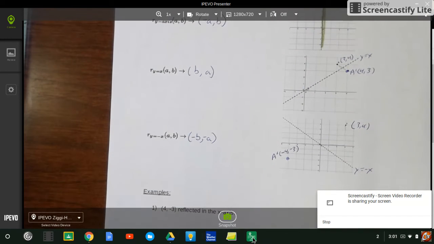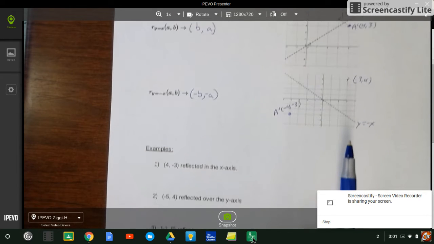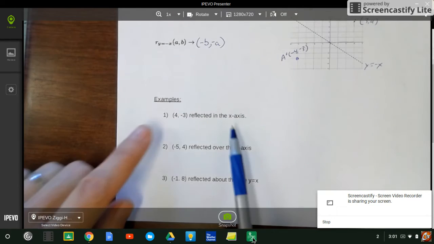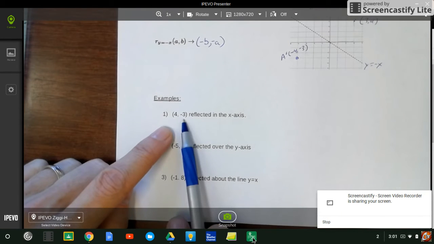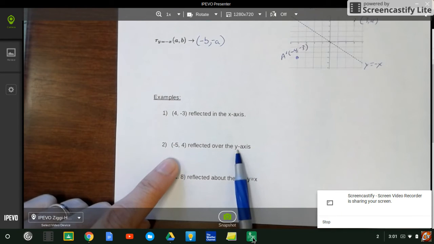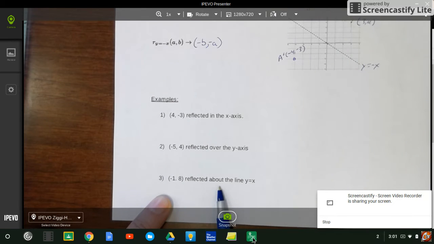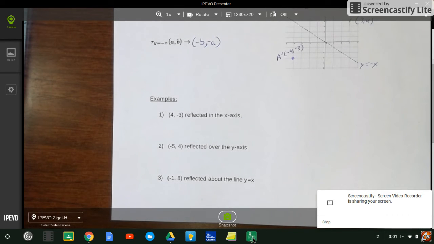Okay. Try some examples of that. Here's 3 examples. I want you to flip over the x-axis, this point, flip this point over the y-axis, flip this point over the line y equals x. Do those 3. We'll come back and look at the answers.